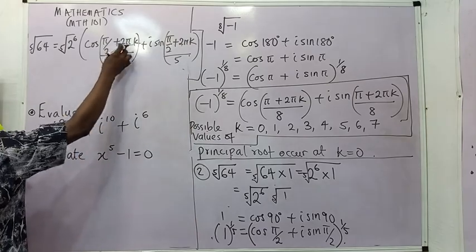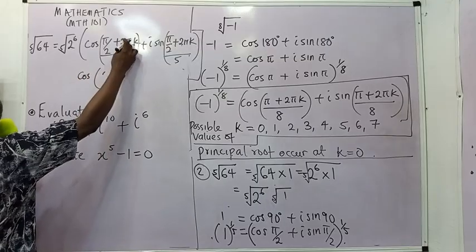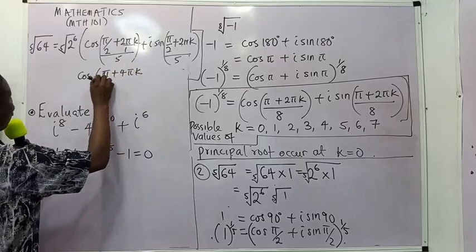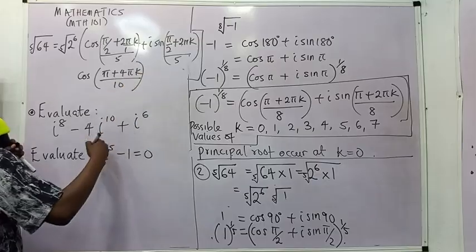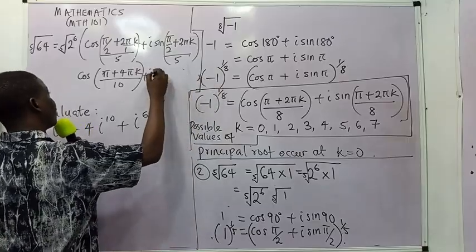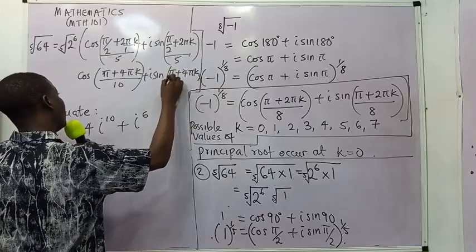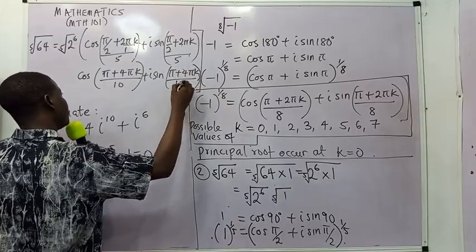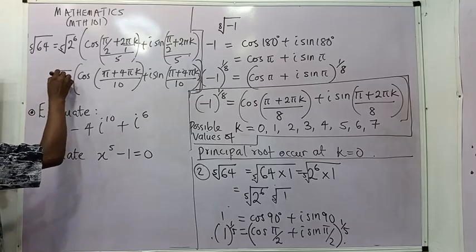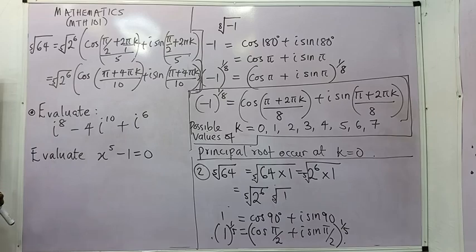Which is the same thing as, if you simplify, find the LCM and simplify, you are going to have it as cos of 4 pi plus 4 pi k all over 10. That's what we are going to have. These and these are the same thing. Plus i sine of pi plus 4 pi k all over 10. So that is the fifth root of that.